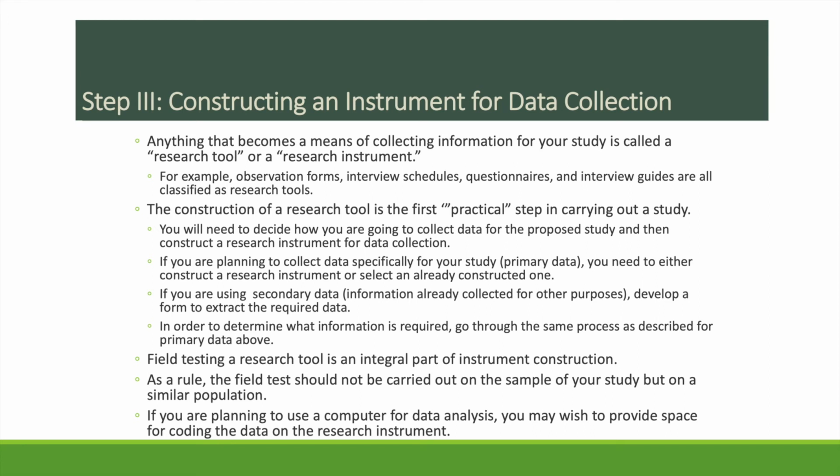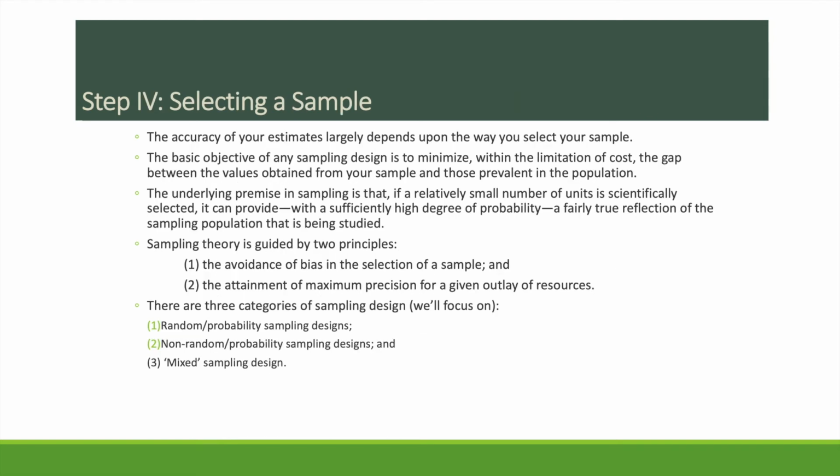As a rule, the field test should not be carried out on the sample of your study, but on a similar population. So, for example, we have control data. Control data means those people involved are controlled. They are not part of the whole population. If you're planning to use a computer for data analysis, you may wish to provide space for coding the data on the research instrument, or whatever you decide.